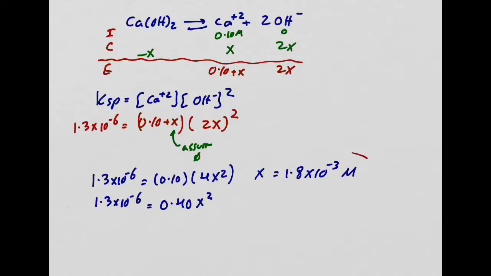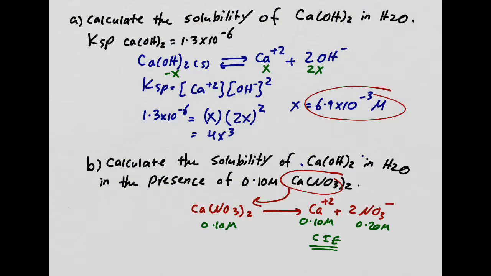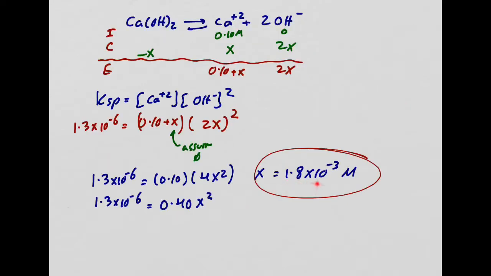Okay. Now, what happened to the molar solubility? Is that what you expected? You expected it to go down. Did it go down? It did go down. Not by a whole lot, but it did go down. This was 6.9 times 10 to the minus 3. Now this is 1.8 times 10 to the minus 3. The solubility went down. Why did the solubility go down? Because of the common ion effect.